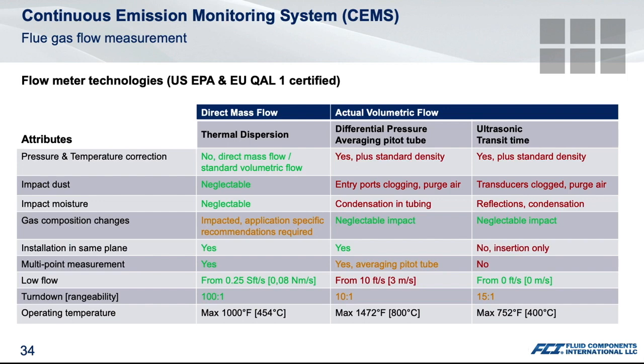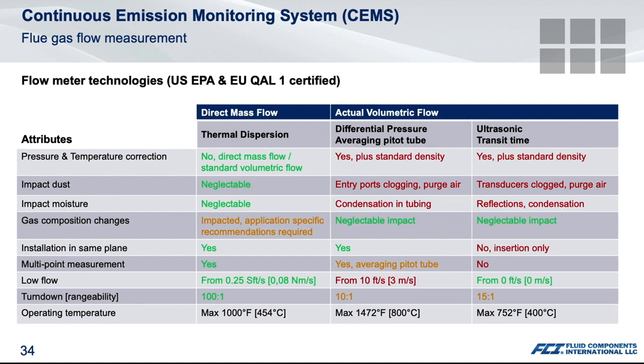The 3 technologies which are most commonly used are thermal dispersion, differential pressure averaging pitot tubes, and ultrasonic transit time. The only technology which provides a direct mass flow or a normal volume flow measurement is thermal dispersion. The actual volumetric flow measurements such as differential pressure and ultrasonics require pressure and temperature correction. The impact of dust and moisture are negligible for direct mass flow as indicated in this presentation.